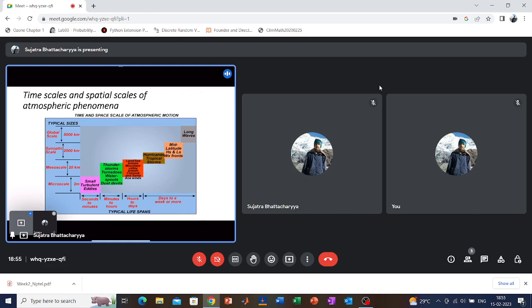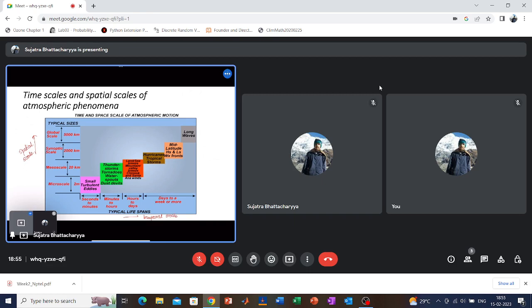So you can see that these are the scales. This is the spatial scale, and this is the temporal scale.